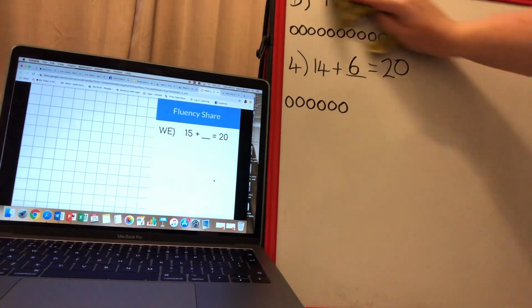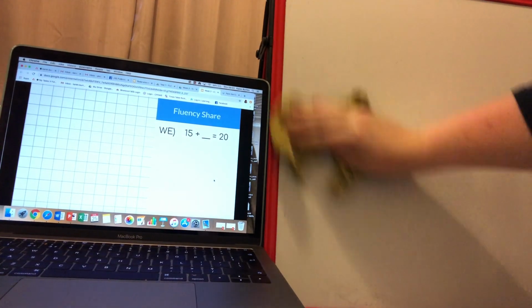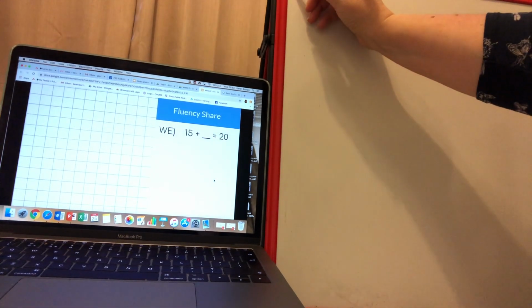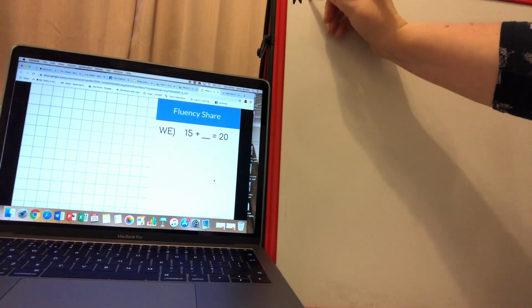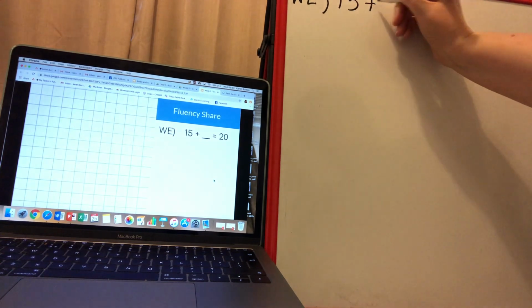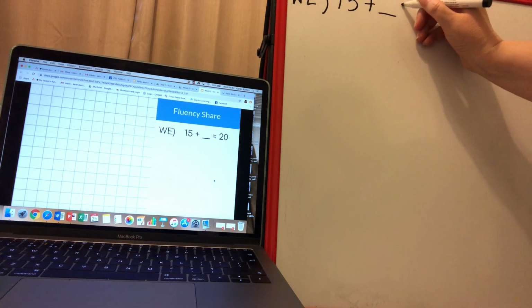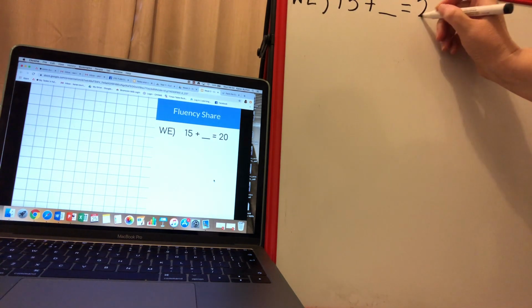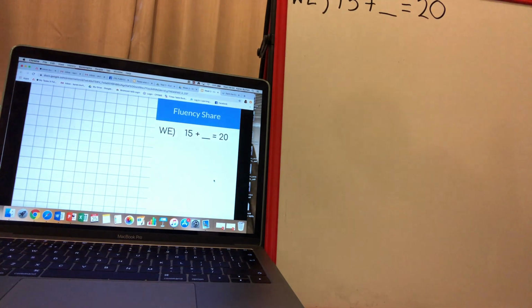Okay, time to do the worked example. So can you write this one down? Do your WE. And write the question. 15 add something equals 20.